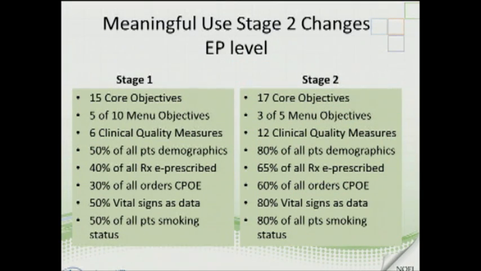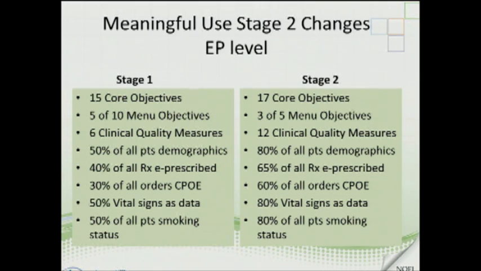For stage 2, to give you a sense of how things have changed, instead of 15 core objectives, there are now 17. Instead of 10 menu optionals, there are only 5 menu optionals, and you have to pick 3 of them. So instead of a minority, you now have to pick a majority of those. The number of clinical quality measures has increased from 6 to 12.